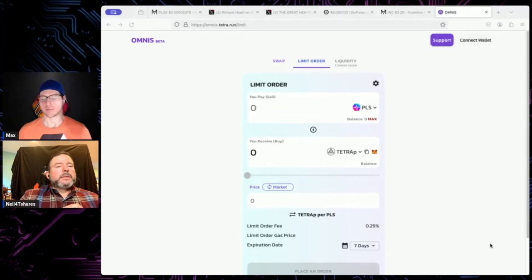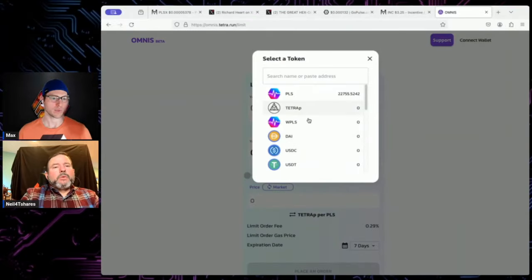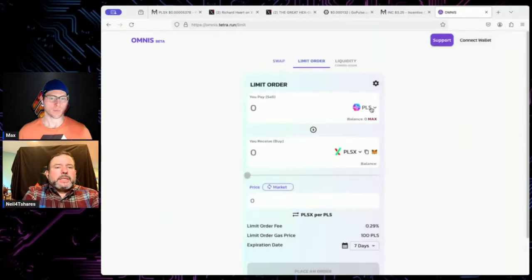Sorry. Go to omnis.tetra.run. Then from swap, go to limit order. Here you go from Pulse or PulseX, it doesn't matter. Just click Pulse, just use regular Pulse. Just go Pulse to PulseX. You can see if you hit one, just put a number at the top. It doesn't matter what you put.